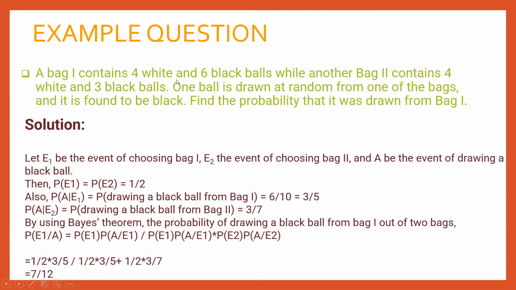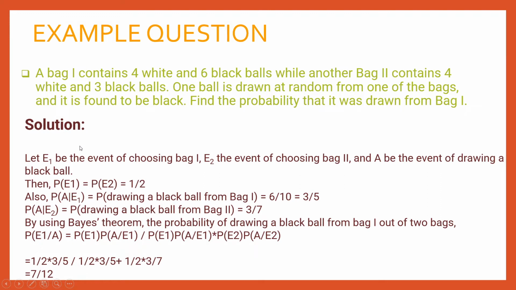And here is one simple example question on Bayes theorem. In this question, bag 1 contains 4 white balls and 6 black balls, while bag 2 contains 4 white and 3 black balls. One ball is drawn at random from one of the bags, and it is found to be black. Find the probability that it was drawn from bag 1.